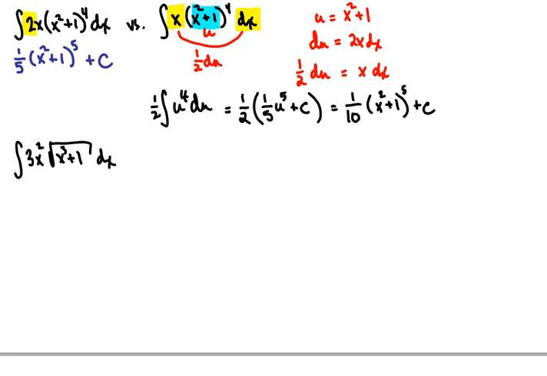In the second example, I'm going to compare another problem that we did in the previous video with a slightly different version of it. And there we had the integral of 3x squared times the square root of x cubed plus 1 dx. And here again I have the integral of x squared times the square root of x cubed plus 1 dx. So by looking at the constants, you can see that the first integral is really 3 times the second integral, or the second integral is 1/3 of the first integral.